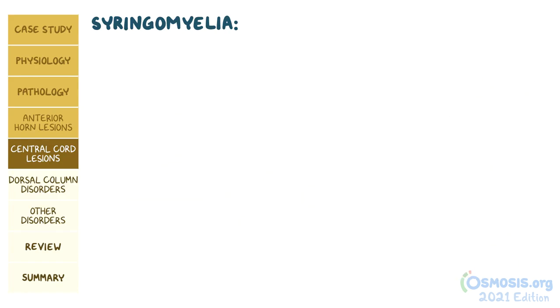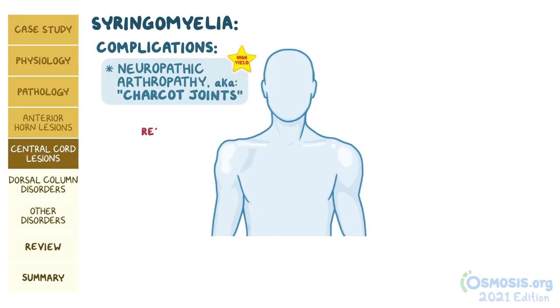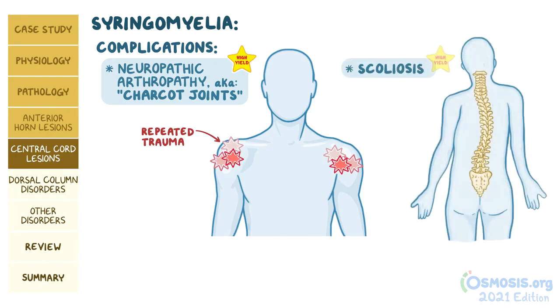Now, syringomyelia can also lead to several high-yield complications. One of these is neuropathic arthropathy, or Charcot joints, which is where there's repeated trauma to the joints in the affected region since there's no pain response. In syringomyelia, this is most commonly seen in the shoulders. Also, the widening spinal canal can lead to changes in the spine like scoliosis, which is the sideways curvature of the spine. And these might be the only clues in a test question.